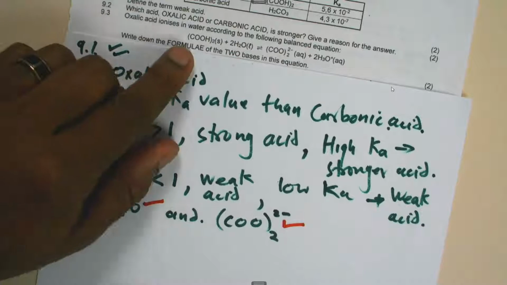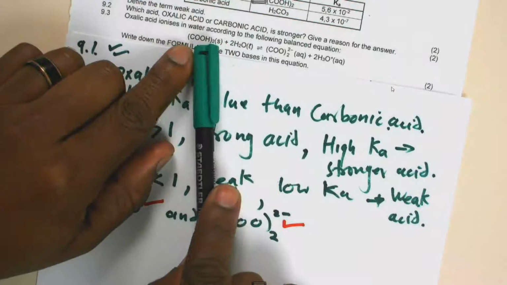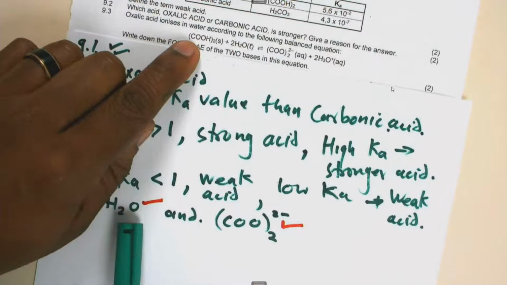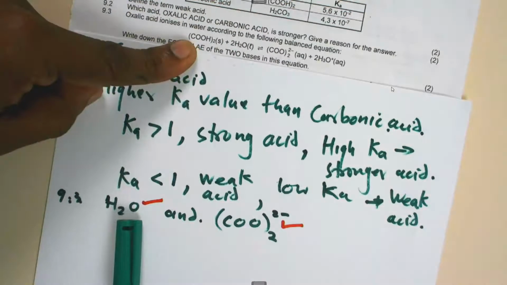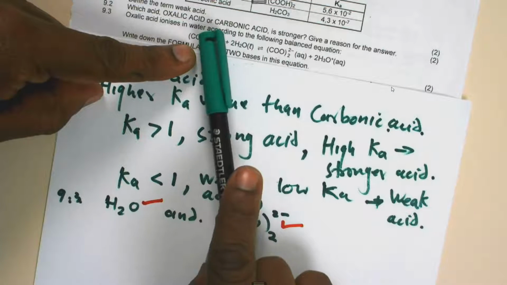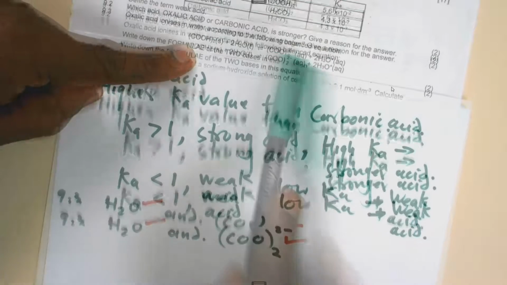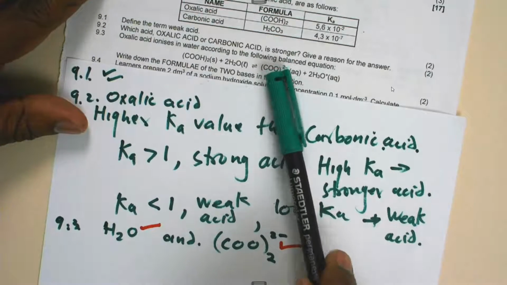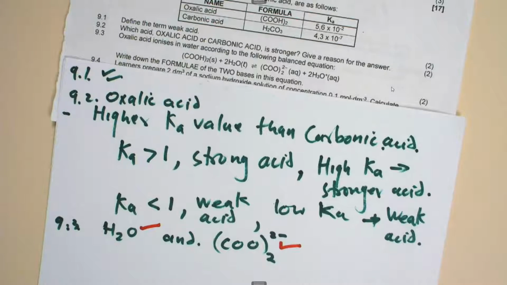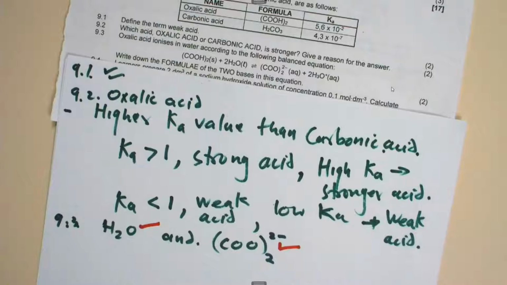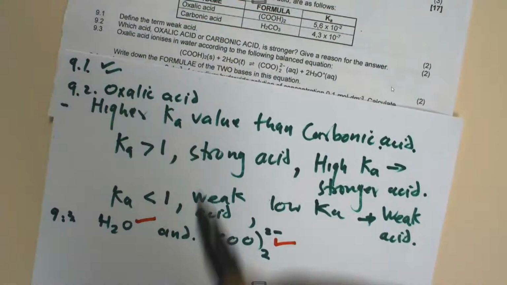So oxalic acid is an acid, and it's reacting with water, which is a base. That one should be a given. Now I need to look for the conjugate base of this particular acid, which will be one hydrogen less, so it will give us COO-COO2-.